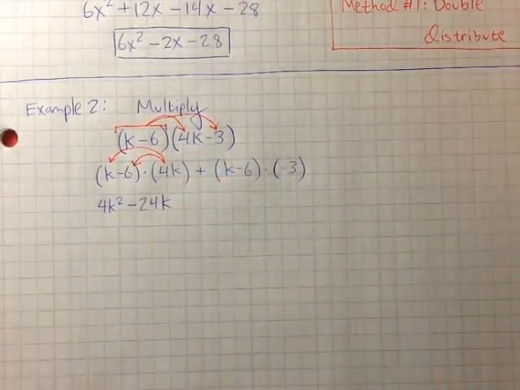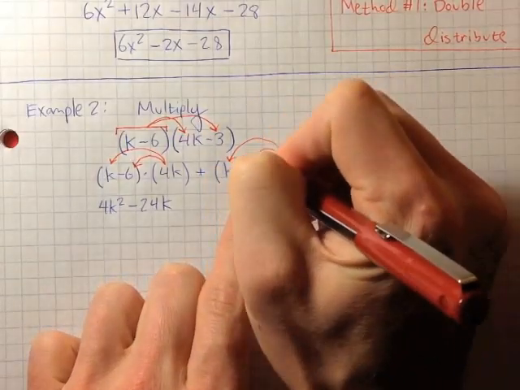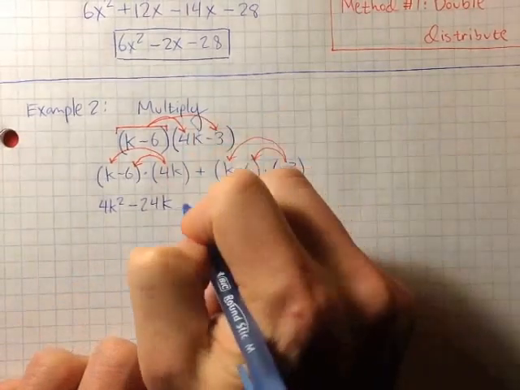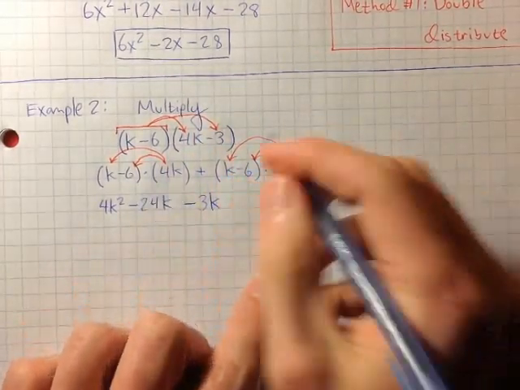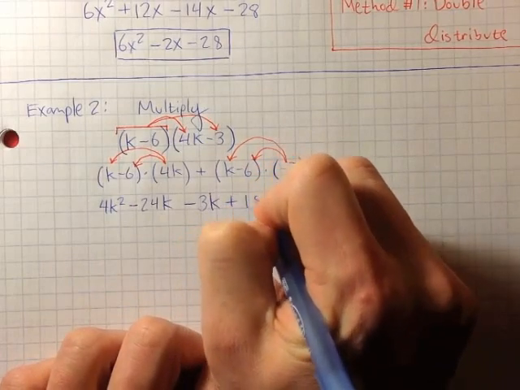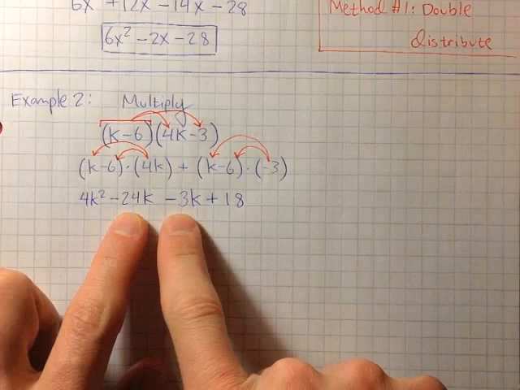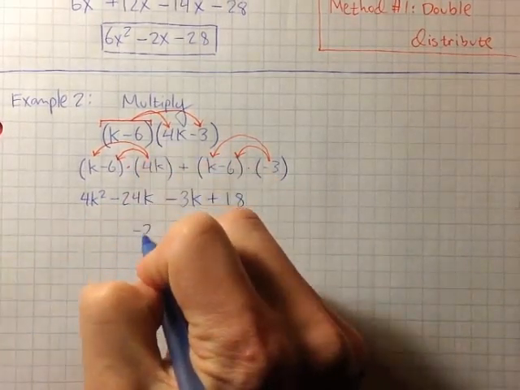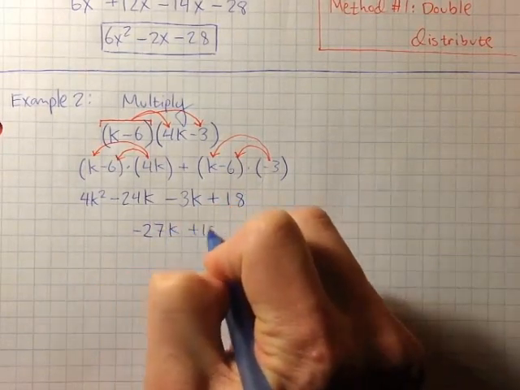And then we are going to distribute the negative 3 into the parentheses here and here. K times negative 3 is negative 3k. Negative 6 times negative 3 is positive 18. Okay, one last step, combine like terms. Negative 24k minus 3k is negative 27k. Everything else stays the same.